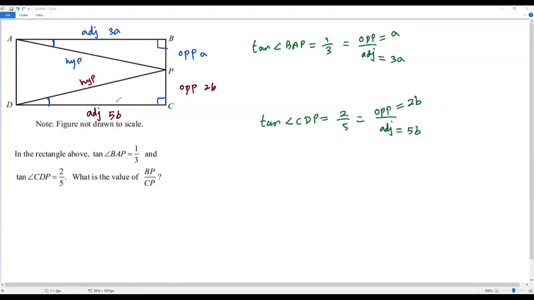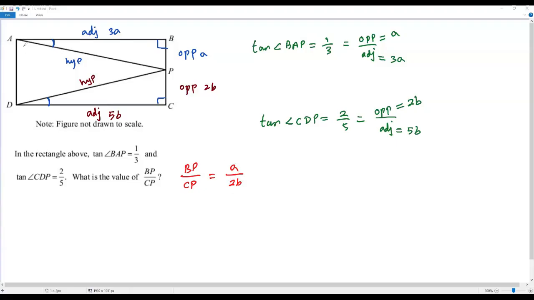Okay, our aim is to find the ratio between the two sides BP and CP. So let me write it over here, that is BP over CP equals, so we know that the length of BP is just A and the length of CP is 2B. So here we have different values A and B. Only if I get A in terms of B, or B in terms of A, I'll be able to simplify this as a number.